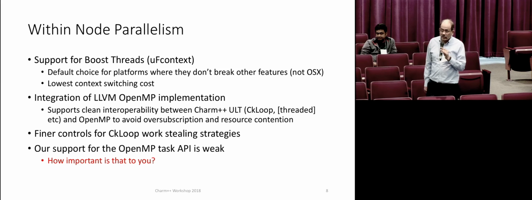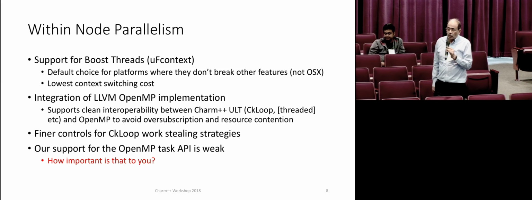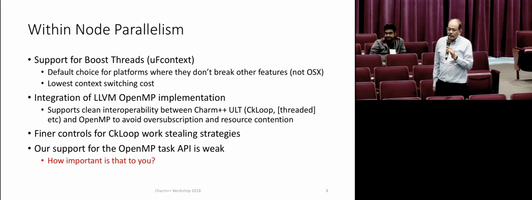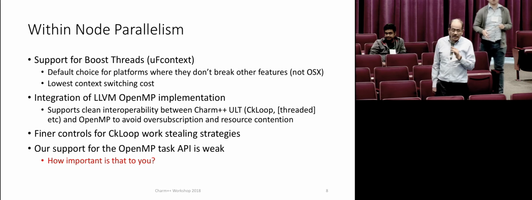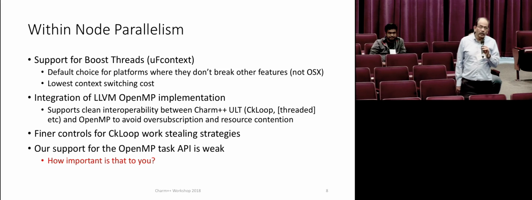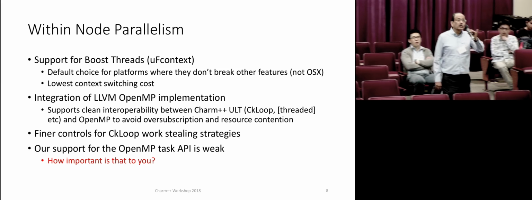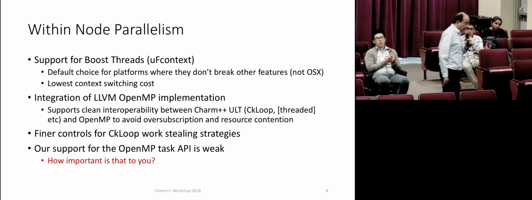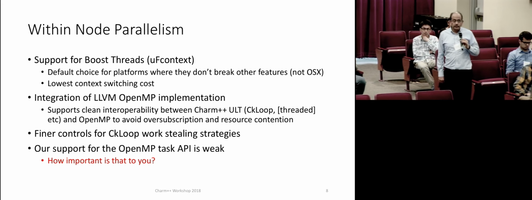Do people use this? Just fire off a bunch of processes with PPN 1 and then use regular OpenMP inside. Anyone does that? So that would be another point of feedback if you want to try that and so on, as well as the specific questions that Eric asked here. Task API.